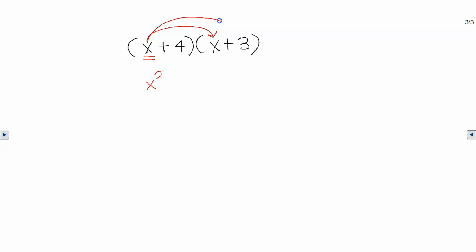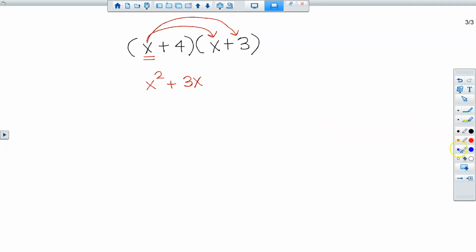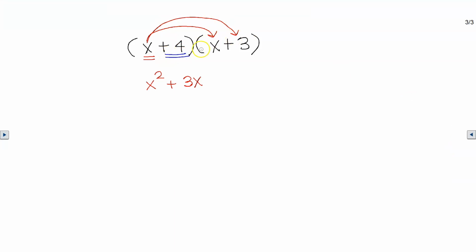Then I'm going to do x times a positive 3, which I know will give me a positive 3x. So notice that first term of x has been distributed to the entire second polynomial. Now I'm going to repeat that process with my positive 4. It also needs to be multiplied by the entire second polynomial. So we'll distribute again. So you're going to do 4 times x, which is a positive 4x, and then 4 times 3, which is a positive 12.